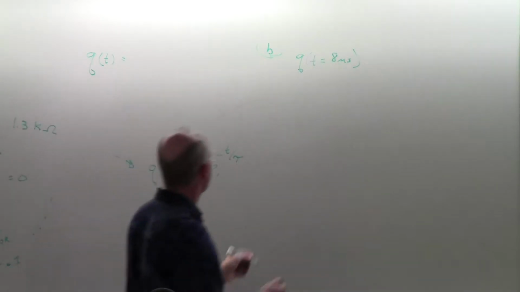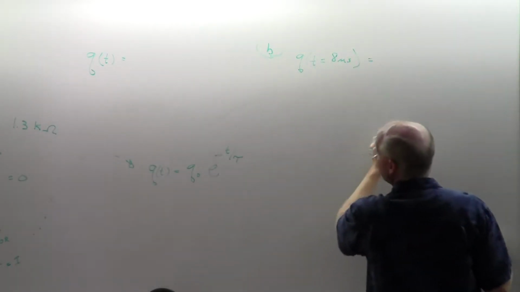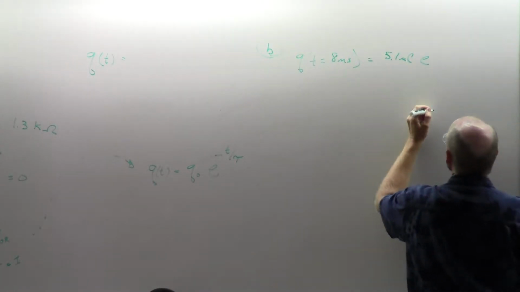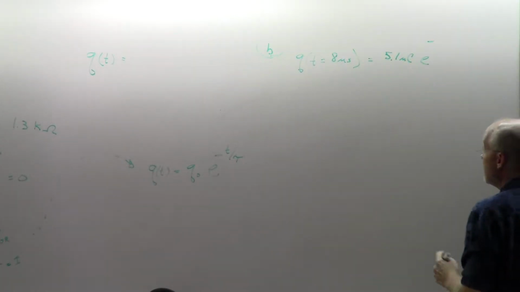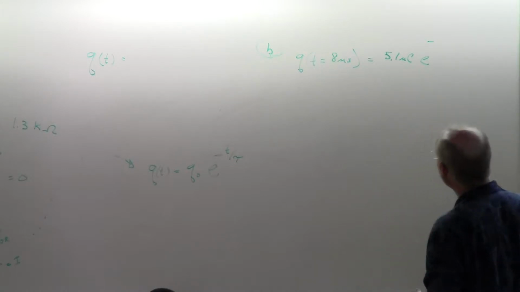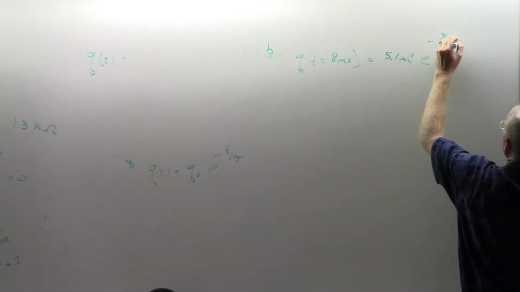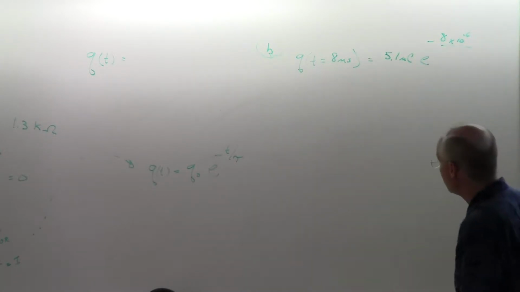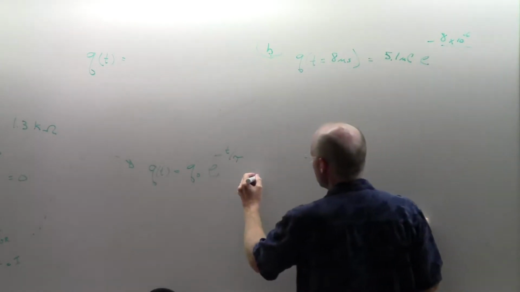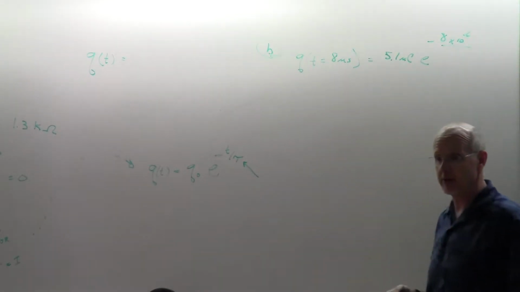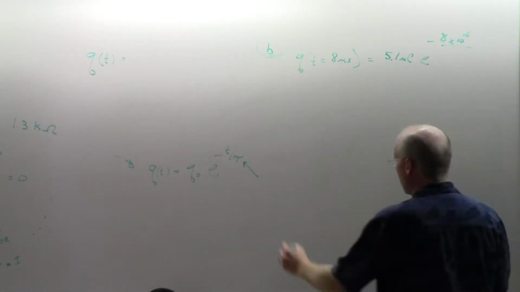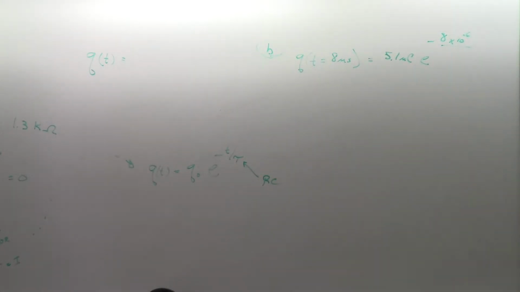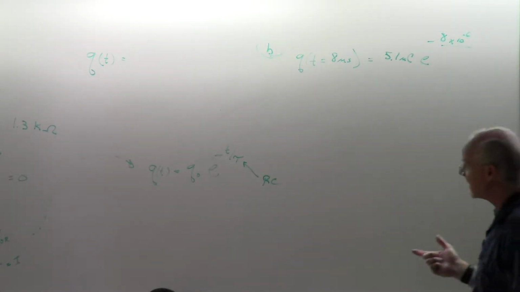So this one is going to be, all right, I'm starting with 5.0 microcoulombs times e to the negative, and there's the time, 8 microseconds over, and then this is what I wanted to remind you of. What was this tau? What was this time constant? RC. Yeah, RC. So we often call it the RC time constant. Okay, and so that would be the resistance.